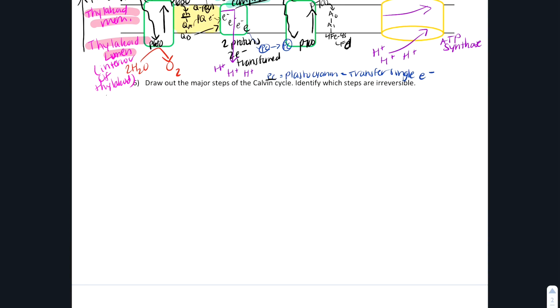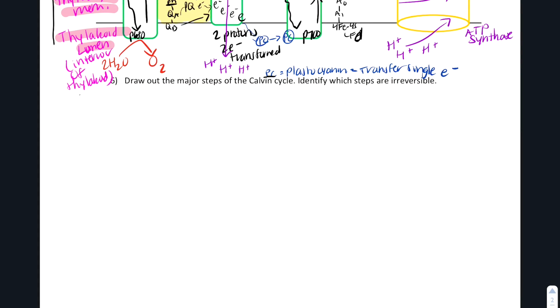Okay, so now we're going to be looking into the steps of the Calvin cycle. To begin the Calvin cycle, we have ribulose 1,5-bisphosphate. And just to save time, I'm not going to draw the structures. I'm just going to draw the names and the steps. So ribulose 1,5-bisphosphate can go through two steps.